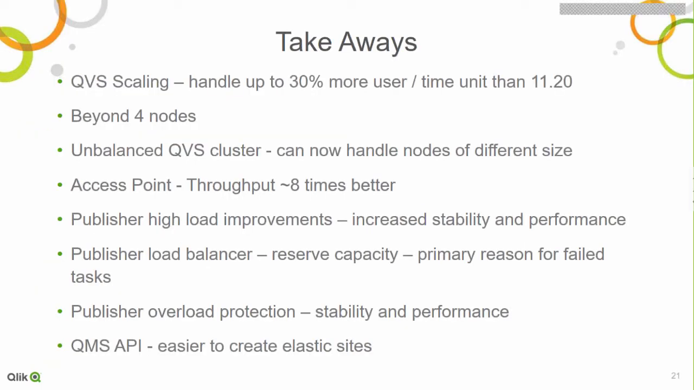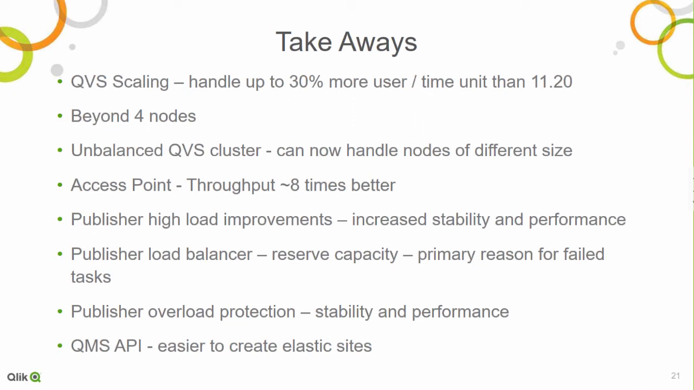Let's do some takeaways, and after that we'll move on to QA. So what have we looked at so far? QVS scaling. The 4 nodes myth should now be absolutely dead. Unbalanced QVS clusters, it's a nice to have feature. Access point improvements. It's going to be interesting to see if we get a lot of feedback on that one to see if people appreciate it. It might be something that people struggle with.